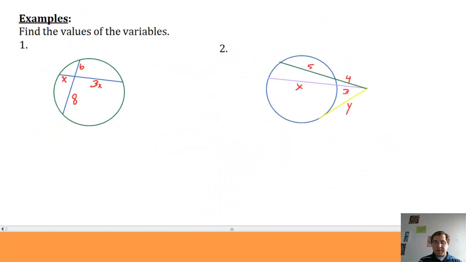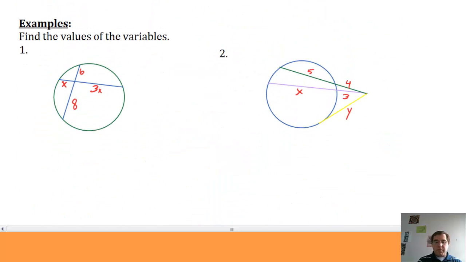Let's look at some examples before I set you loose. Find the values of the variables. So in number 1, I've got two chords intersecting inside of a circle. So I know if I multiply the two segments of one chord, like x times 3x, that's going to equal the product of the two segments of the other chord, 6 times 8.